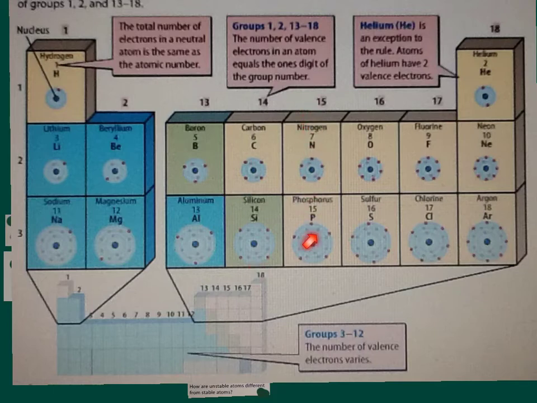There are 5 in this one, if you notice. 1, 2, 3, 4, 5. There are 5 in this one, 6 in this one, 7 in this one, 8 in this one, except for this one right here, which is helium. It is the only exception to this rule. So now you know what the valence electrons are by looking at the table.